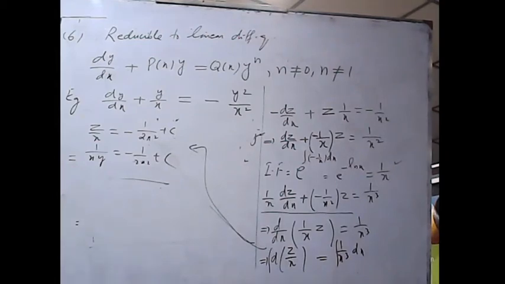So I have completed all forms of first order linear differential equation. Starting from separable variable, homogeneous, non-homogeneous, exact, non-exact or alternate form of linear, and the sixth is reducible to linear.